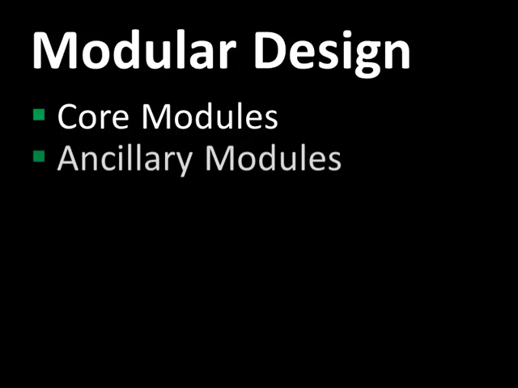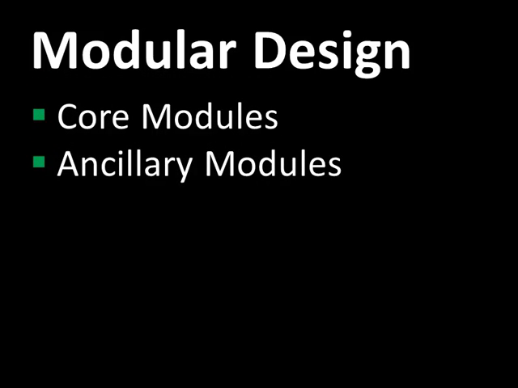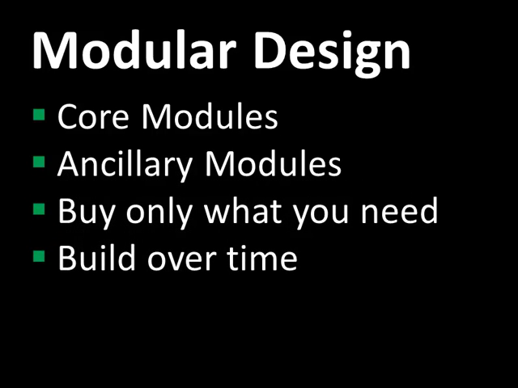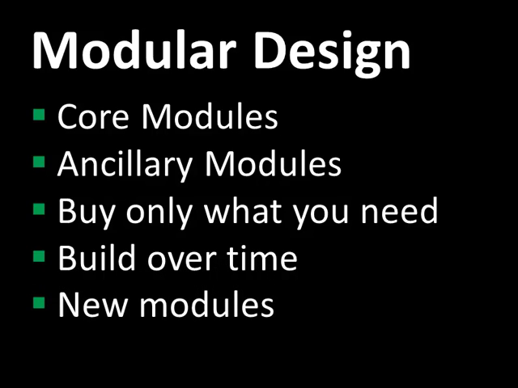Modular design. We offer two groups of modules, core modules and ancillary modules. This allows you to buy only what you need and/or build your system over time. For example, buy the core and licensing now, and next year add dispatching. And we listen to our customers and respond with new modules all the time. Let's look at the core group.